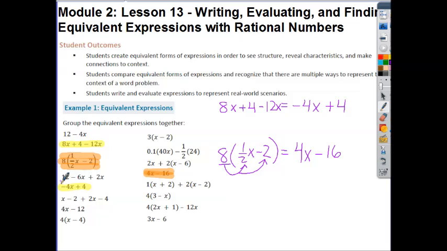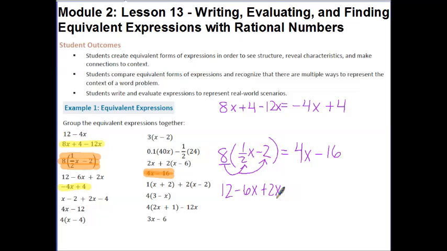The next problem I can simplify is 12 minus 6x plus 2x, and what I see here is I can combine negative 6x and positive 2x, so we're going to combine like terms. So we have 12 minus 6x plus 2x. Here, negative 6 plus 2 leaves us with negative 4x, and I can't combine anything with the 12, so it just remains a 12. So that is equivalent to negative 4x plus 12.